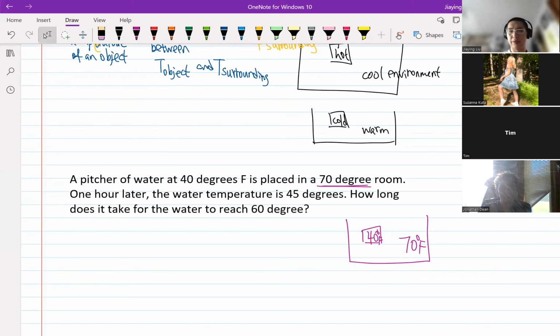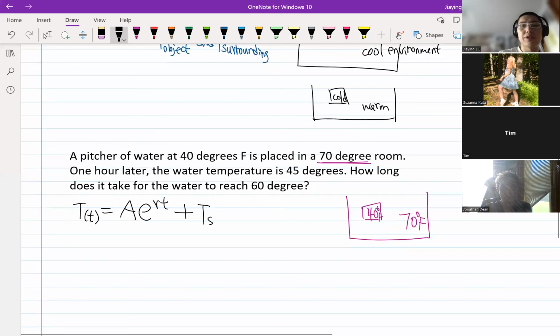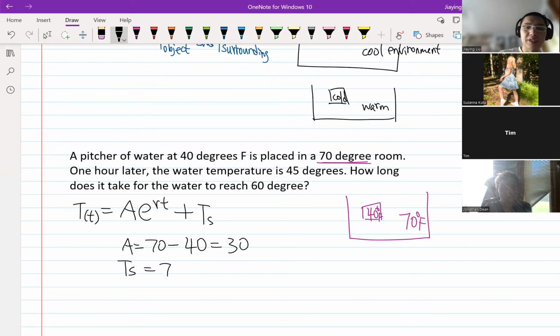So this is the problem where we're going to apply Newton's law of cooling, because it's objects with a different temperature being put into an environment, and we want to know how the temperature changes. So we're just going to apply the formula directly. T of t, the temperature of the object, equals A e to the RT plus TS. And we can figure out the difference between the temperature of the water and the temperature of the room. So A equals 70 minus 40, the difference, which equals 30. And TS is given, the temperature of the room, the surrounding. So that's 70 degrees.